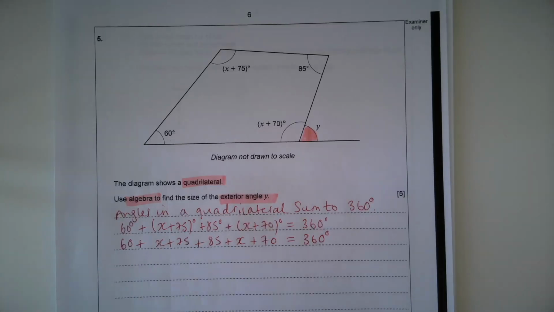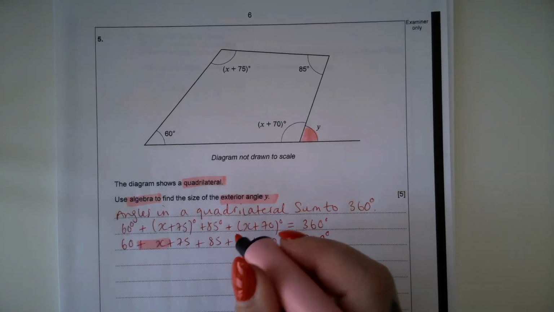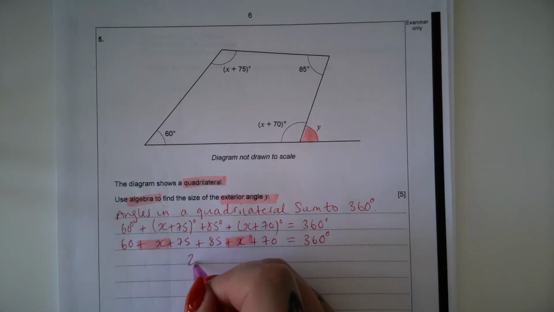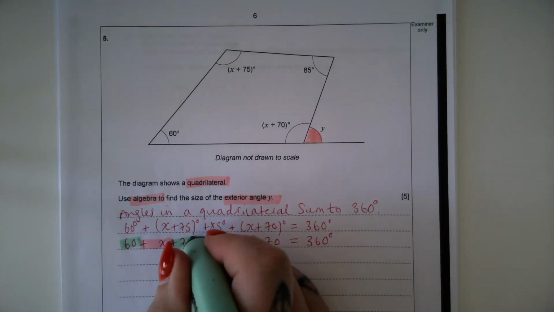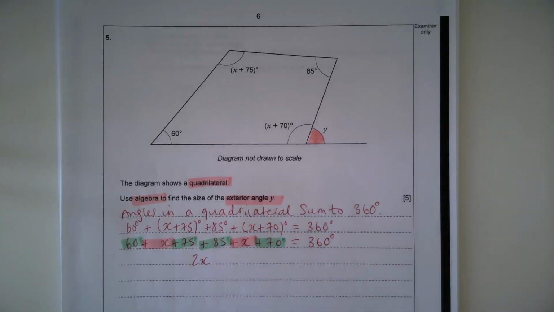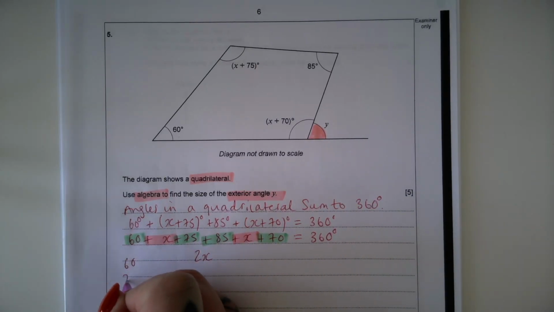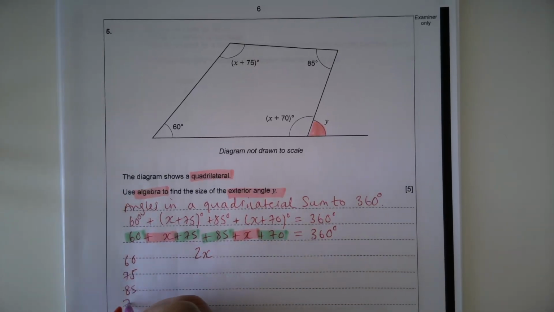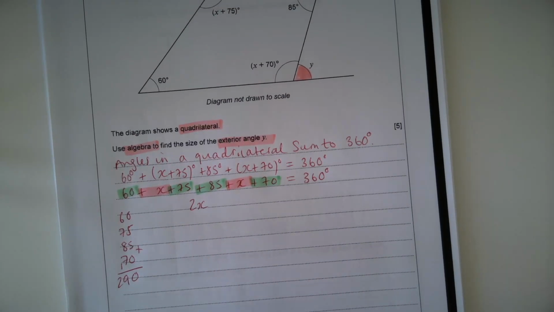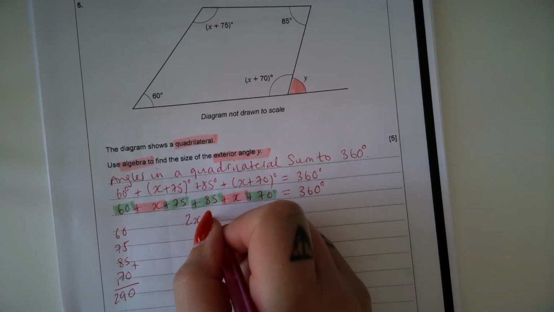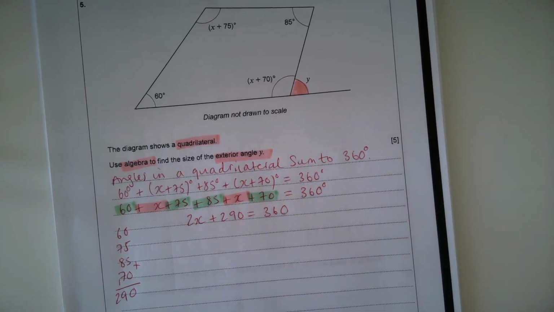So we're going to collect like terms. So we're going to do x plus x, so we have 2x, and then we're going to do 60 plus 75 plus 85 plus 70. So 60 plus 75 is 135. Well, I'm just going to do this. Why am I going to make my brain hurt, guys? Okay, so 10, 8, 16, 23, 29. Okay, good. There you go. So they add to 290. So I can write an equation. 2x add 290 must be equal to 360.